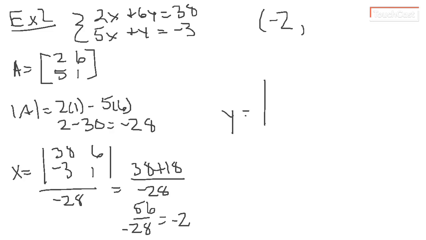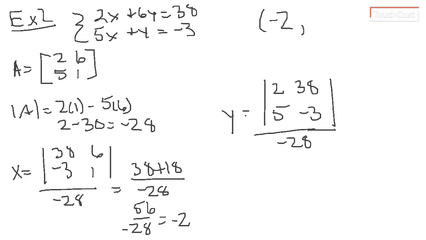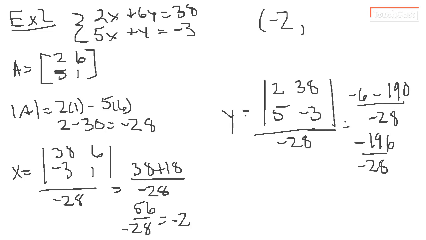We're looking for the determinant of 2, 38, 5, negative 3, divided by negative 28. Well, 2 times negative 3 is negative 6, minus 5 times 38 is 190, divided by negative 28. So we're going to have negative 196 divided by negative 28. I just type that into my calculator, and I get that that equals 7. So our solution is going to be negative 2, 7 to that system.